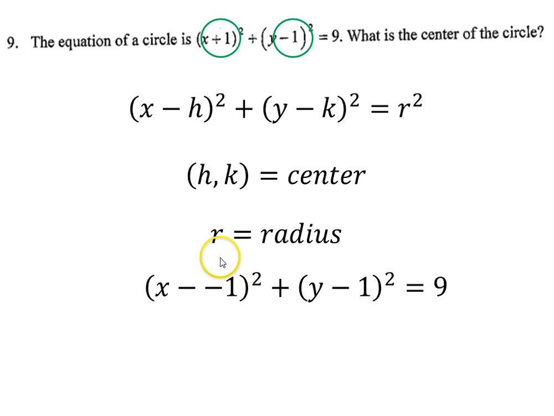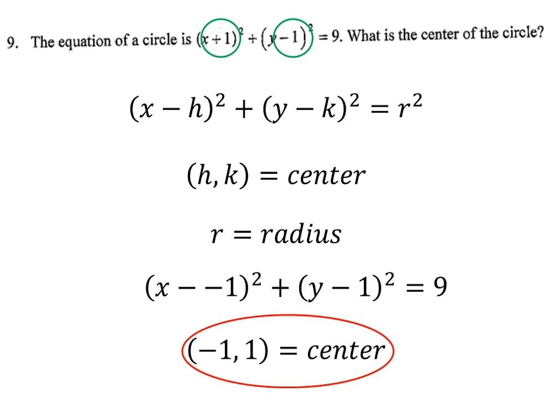Why did I do that? Because it's going to be easier for me to see what the h value is from the general form of the equation for a circle. And minus negative is the same as plus. So these two equations, even though they look different, are exactly the same thing. Now it's easier for me to see the center, because now in place of h is negative 1, and in place of k is positive 1. So the center of this circle is (−1, 1). That's the center.